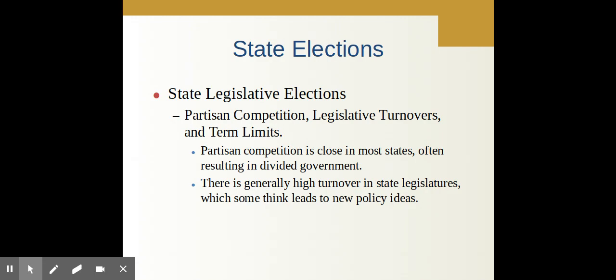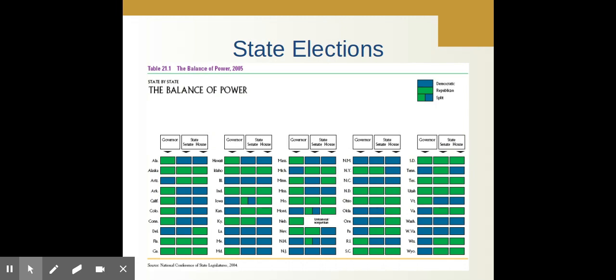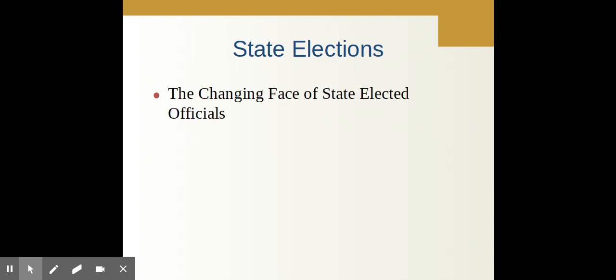There's generally high turnover in state legislatures, which some think leads to new policies. Some states have decided to force turnover by using term limits, like California. And here's a chart of balance of power, but this is a little bit older. But there you can see it's not all green or all blue, and some of the states do have split control.